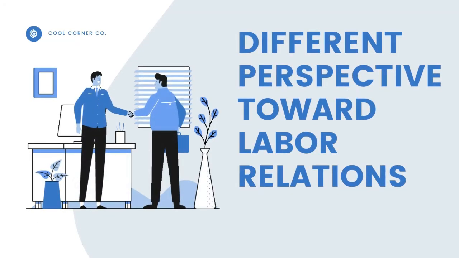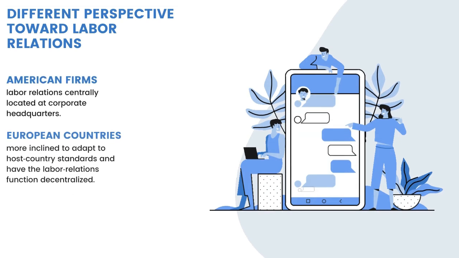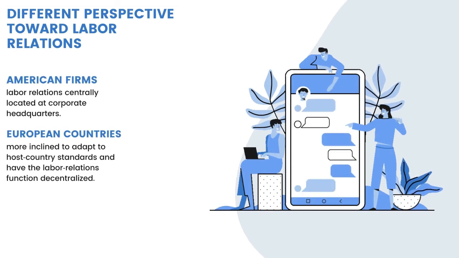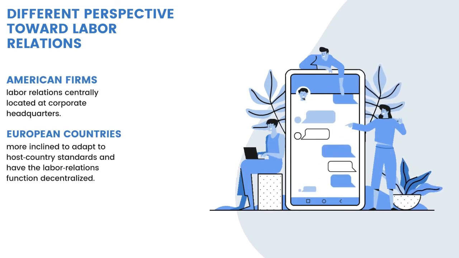Different perspectives toward labor relations. The organization must assess whether the labor relations function should be controlled globally from the parent country or whether it could be more advantageous for each host country to administer its own operation. Decisions reflect the relationship of the product market at home to the overseas product market. When domestic sales are larger than those overseas, the organization is more likely to regard the foreign office as an extension of domestic operations. American firms have been more inclined to keep labor relations centrally located at corporate headquarters.